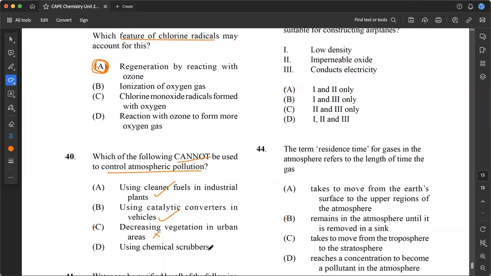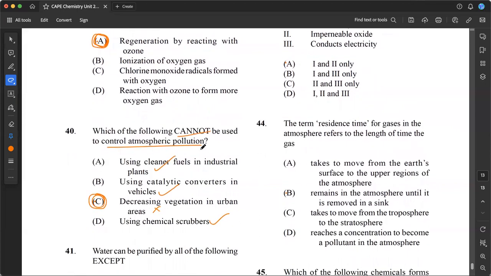If we use chemical scrubbers, those could help, right? But this is the one that cannot be used to control, and that's what the question is asking us about. We can't decrease vegetation in urban areas as a means of controlling atmospheric pollution. So 40 is C.